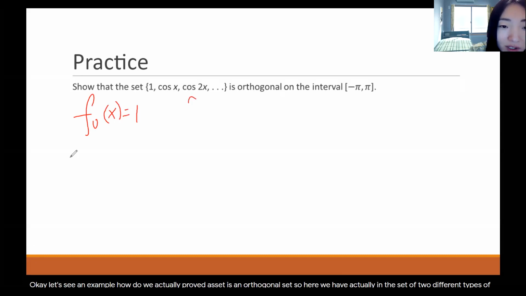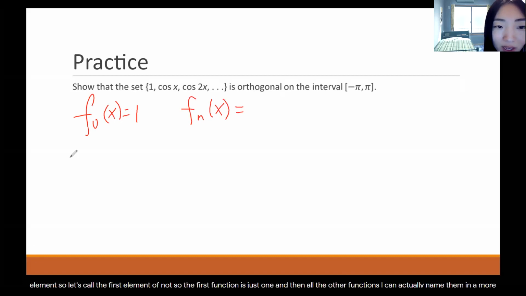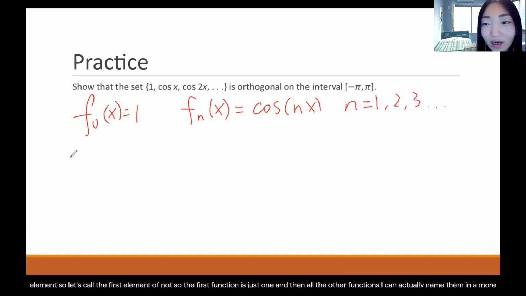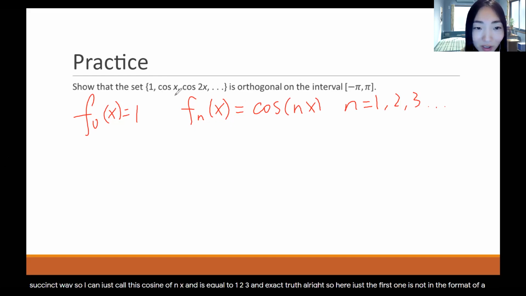And then all the other functions, I can actually name them in a more succinct way. I can just call this cosine of nx, where n is equal to 1, 2, 3, and so on. So just the first one is not in the format of a cosine, but all of the other ones, you can just represent as a cosine of nx.